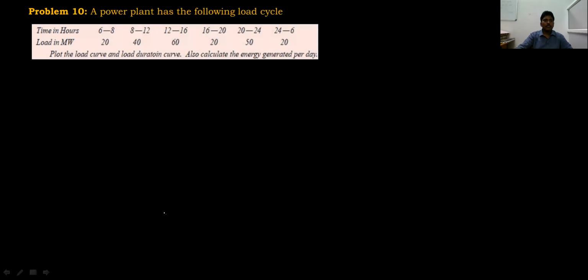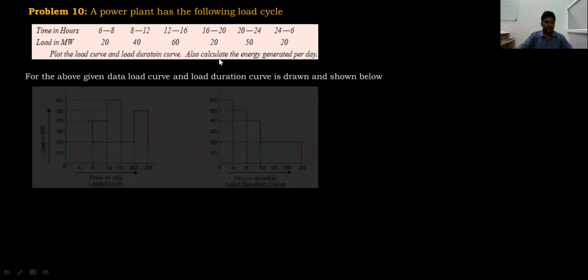And the next one: a power plant has the following load cycle: 6 to 8, 20 megawatts; 8 to 12, 40 megawatts; 12 to 16, 60 megawatts; 16 to 20, 20 megawatts; 20 to 24, 50 megawatts; 24 to 6, that means morning 6, it is 20 megawatts. Plot the load curve and load duration curve and calculate energy generated per day.